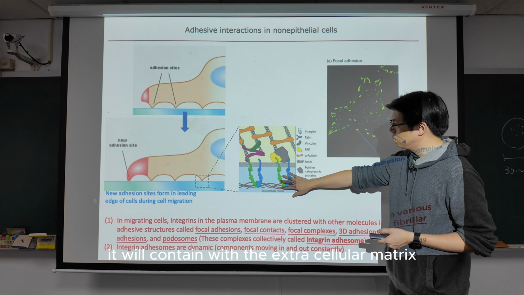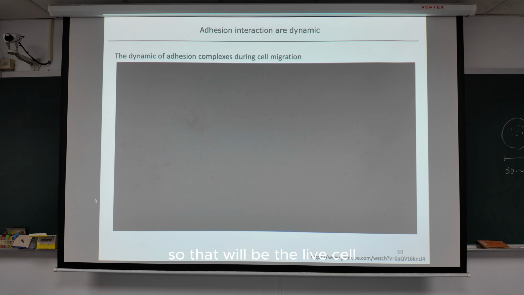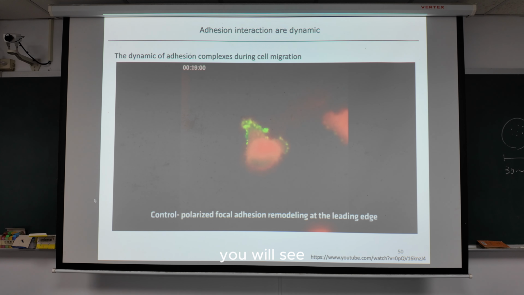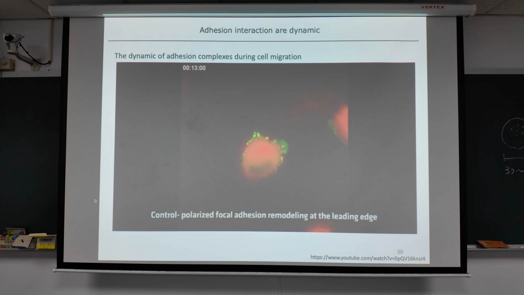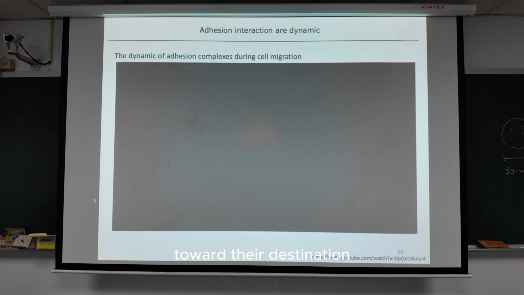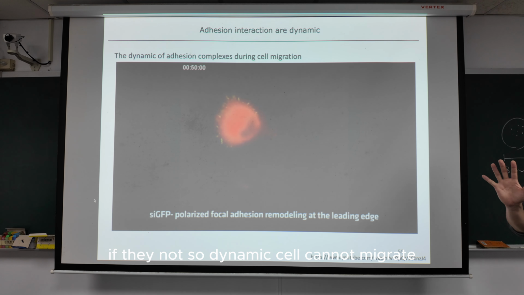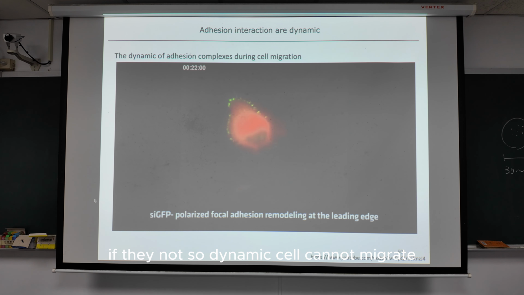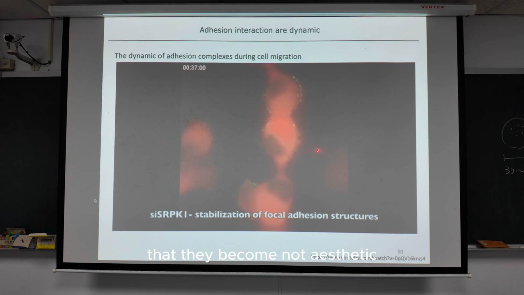They contact the extracellular matrix and connect with other adapter proteins. So that will be the live cell. You will see the green signal is a focal adhesion complex. You will see the cell migrate, and it forms new focal adhesion complexes toward its destination. This is also really dynamic. If it is not so dynamic, the cell cannot migrate. If you knock out a certain essential molecule, they become static, and the cell cannot migrate.